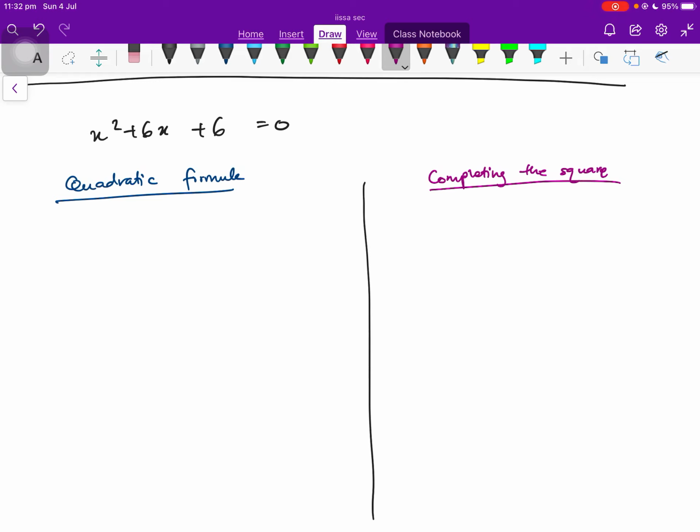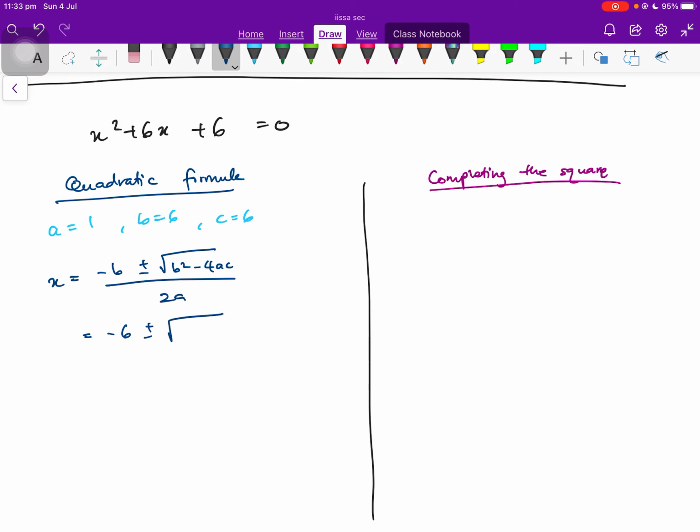When using completing the square, you need to have some guess, and that takes some experience. So let's do the quadratic formula. It's quite straightforward. We know that a is 1, b is 6, and c is also 6. The quadratic formula is x equals negative b plus or minus the square root of b squared minus 4ac, over 2a. Our b is 6, so negative 6 plus or minus the square root of 6 squared, which is 36, minus 4. a is just 1, so I won't be bothered.